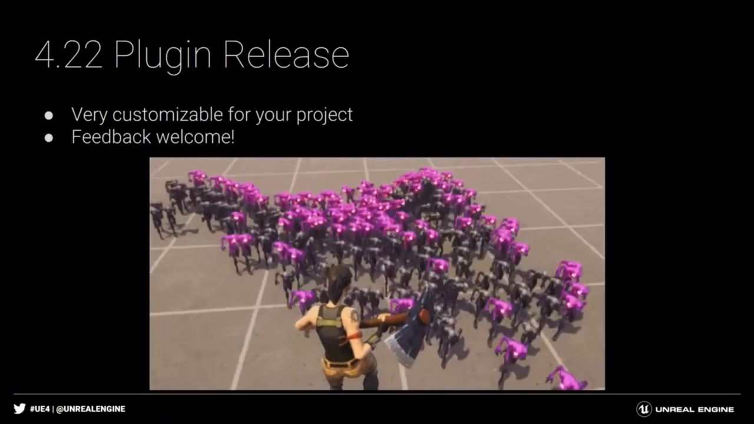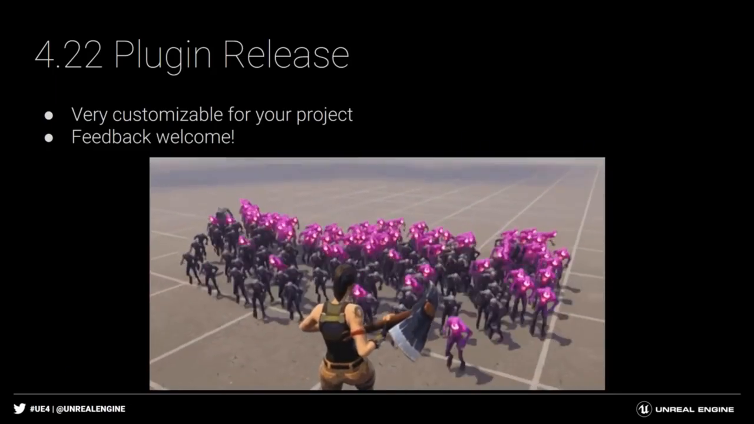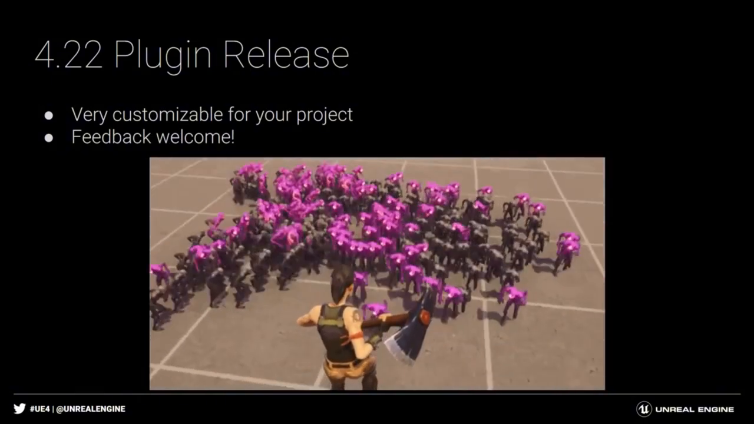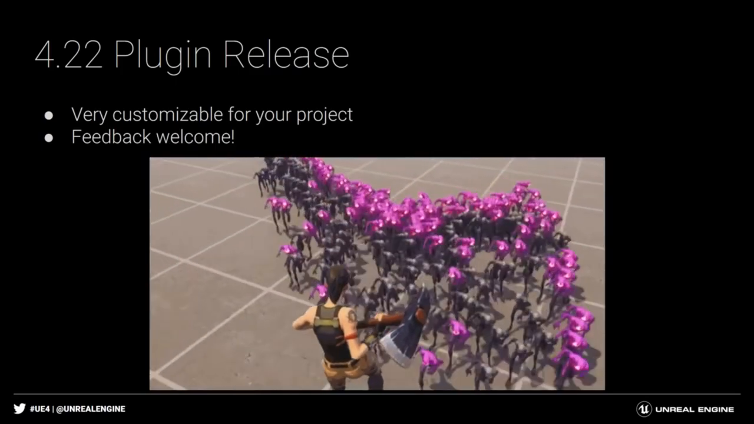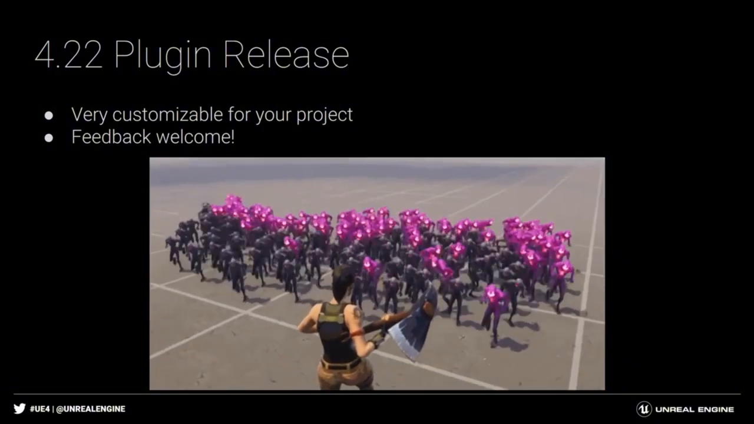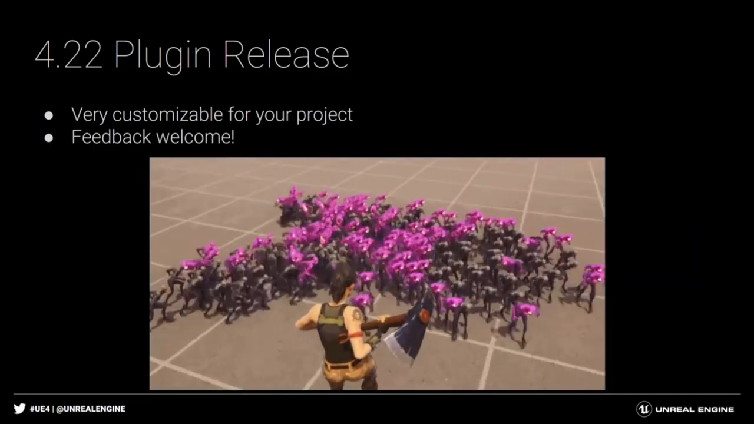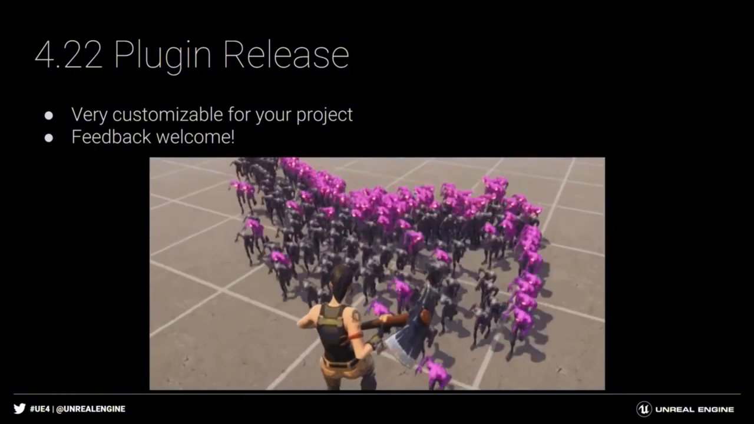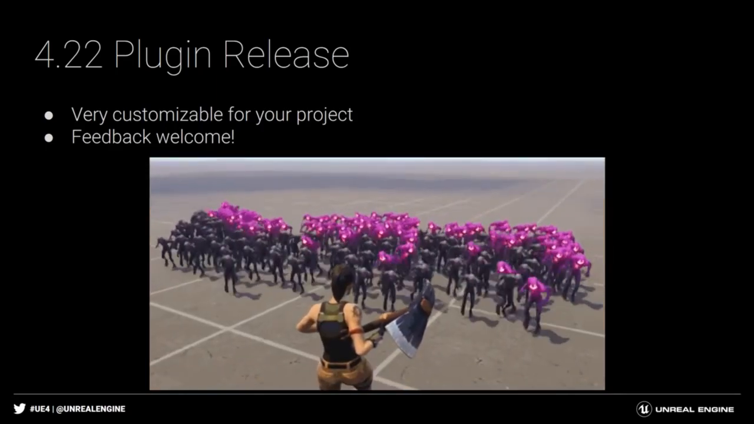It's a plugin. It's very customizable for your project because most of it is data-driven. But we're always welcome to hear your feedback and see how you're using it. And as a little bit of detail on how it performs, this is an actual crowd of 200 AIs, and it actually takes a little more than 1 millisecond to generate all of the animation poses. And you can actually add another 200 AI and keep the same number of poses, which means that you wouldn't actually increase your CPU usage to animate this entire crowd.